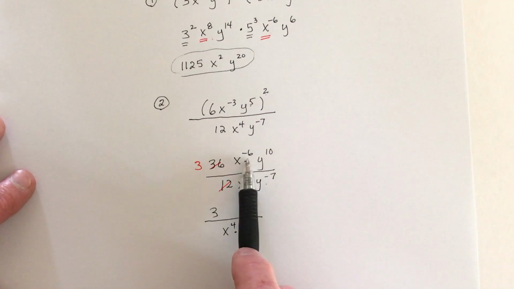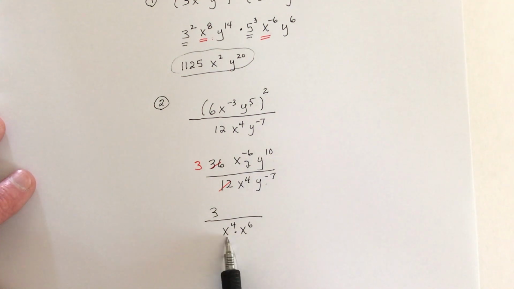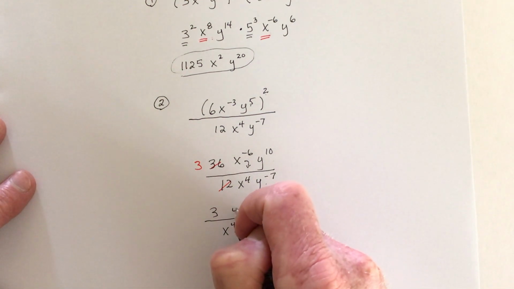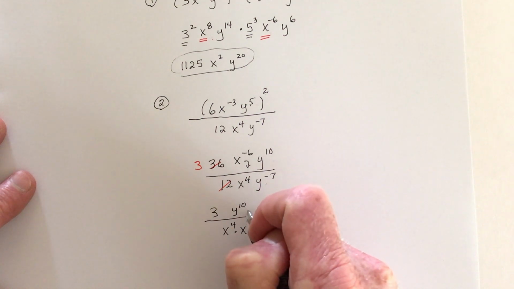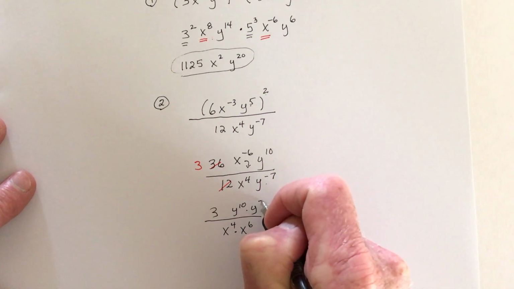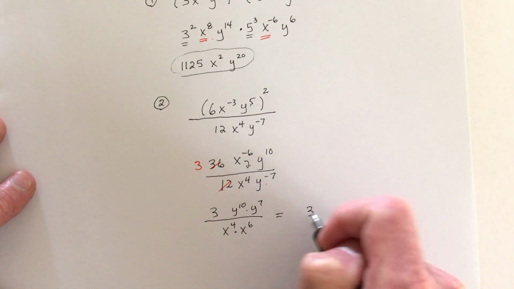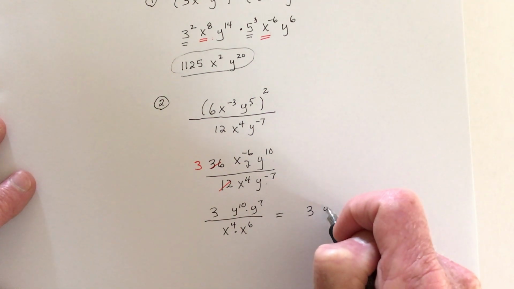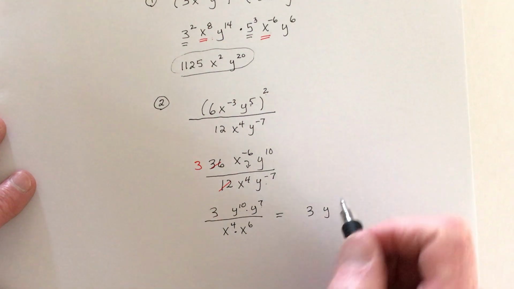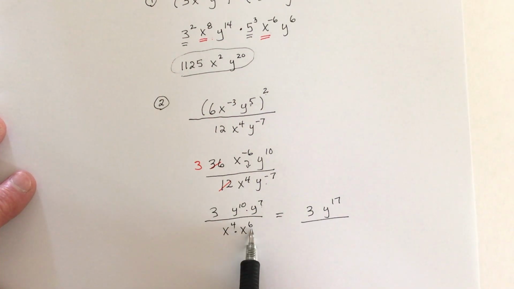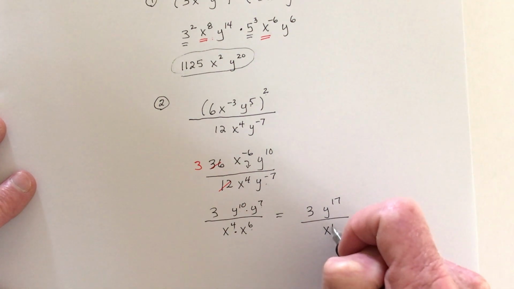Also, the goal is to not have negative exponents, so I'm moving this to the bottom so that the exponents are not negative. And then this one needs to be moved to the top. So the y to the 10 was already living there, and then the y to the 7 joined them. And then finally, this one is going to be a 3 on top. And as far as the y's, when you add these two together, that's going to be y to the 17. And when you add these two together, that's going to be x to the 10.